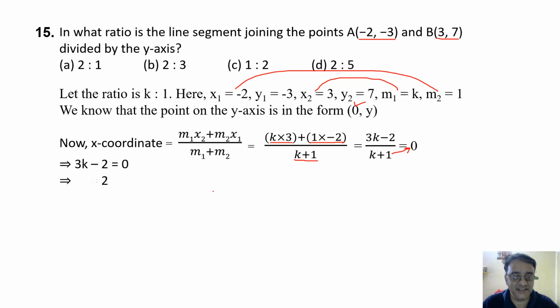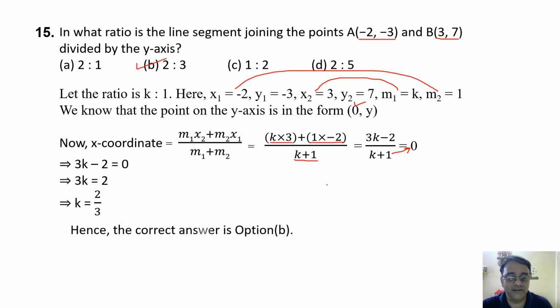So what is the final answer? 2 by 3. Yes, 2 by 3. So correct option? Option B. Option B, right. 2 is to 3. So now we are moving toward question number 16.